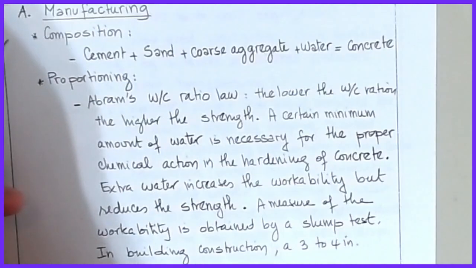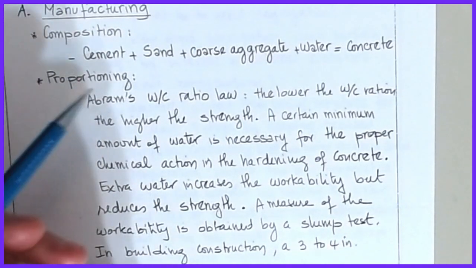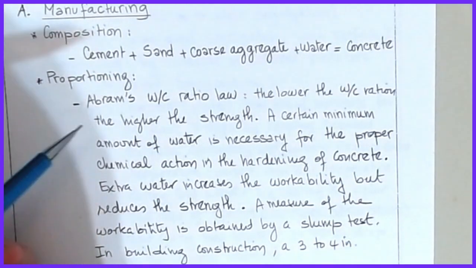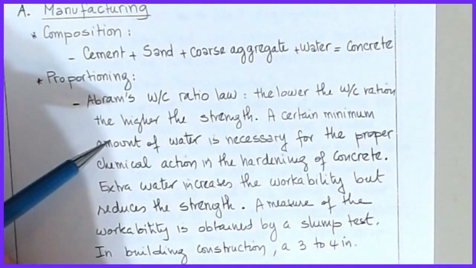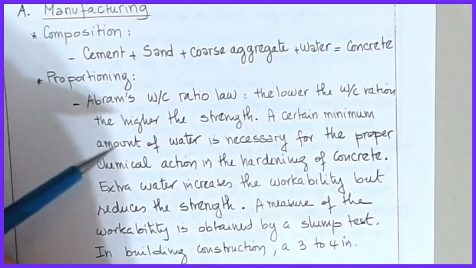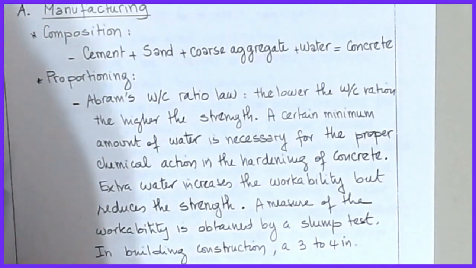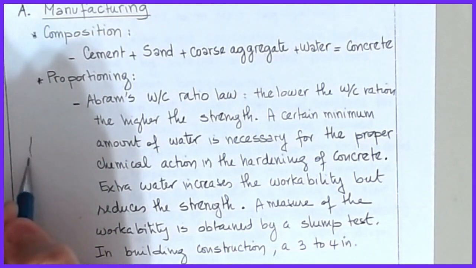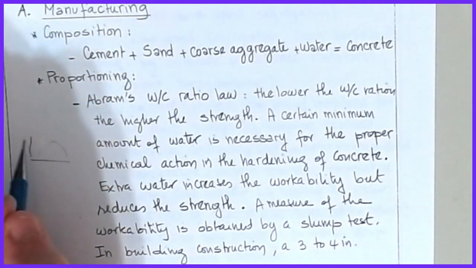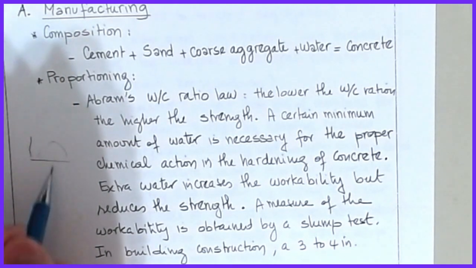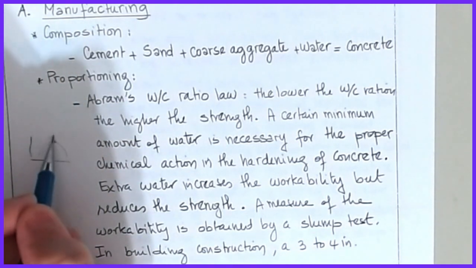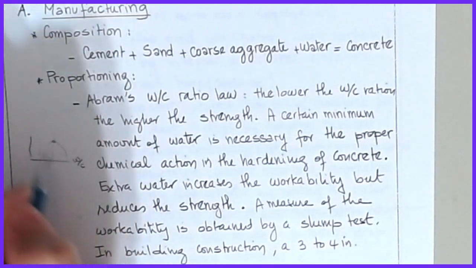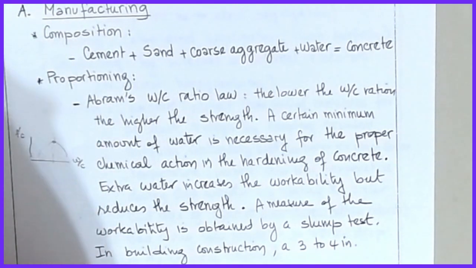When we get into proportioning, there's a water cement ratio law known as Abrams water cement ratio that basically says that the lower the water cement ratio, the higher the strength. But there is a certain minimum amount of water that is necessary, and so that's what got us to our general parabolic distribution, although it's not really truly a parabola, but there's a peak value. So this gets you to your optimal strength, and then as I add water or decrease it, I pull out water cement ratio versus this f prime c value.